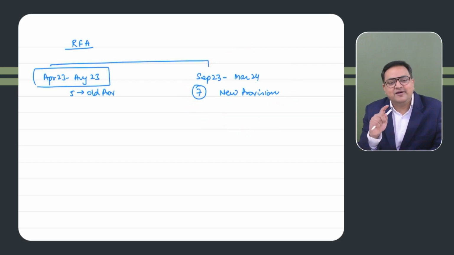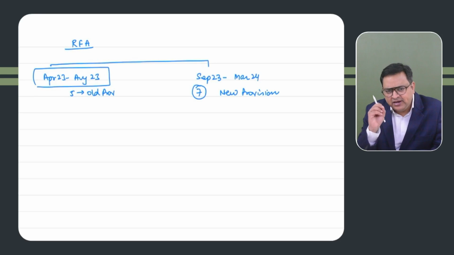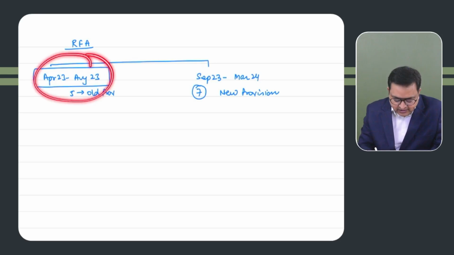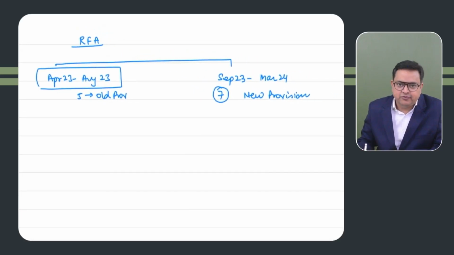But in case the accommodation is provided for the entire year, then for these 5 months, the old provision applies, and for the later period you have to follow the new provisions. Now, what were the old provisions and new provisions?